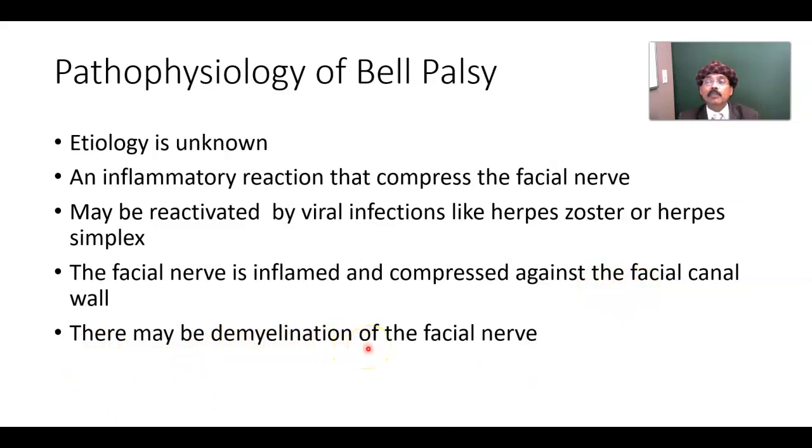Okay, we have some differential diagnoses. This is a clinical diagnosis. We may have a tumor. There may be a head injury, that may also lead to the features of Bell's palsy.